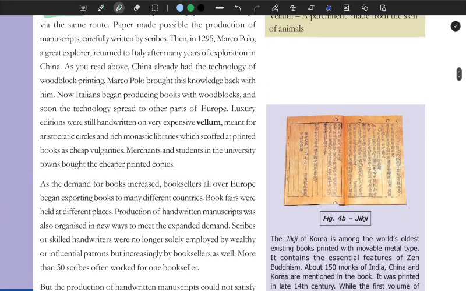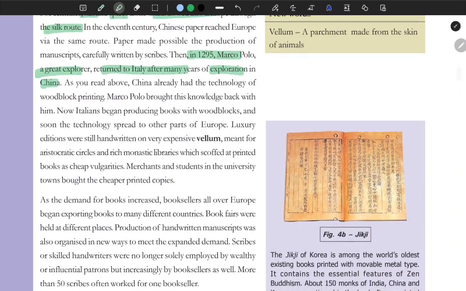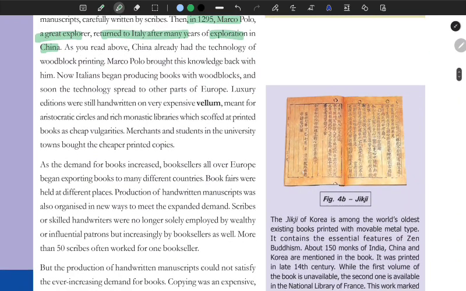So, see, in 1295, Marco Polo, a great explorer, returned to Italy after many years of exploration in China. Okay, he also introduced this printing culture to Europe. Okay, when we talk about Italy, it is in Europe, so यूरोप ही हो गया, ठीक है. सो Marco Polo brought this knowledge back with him.